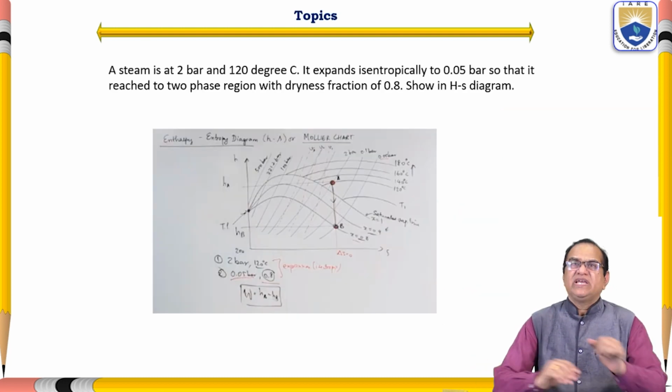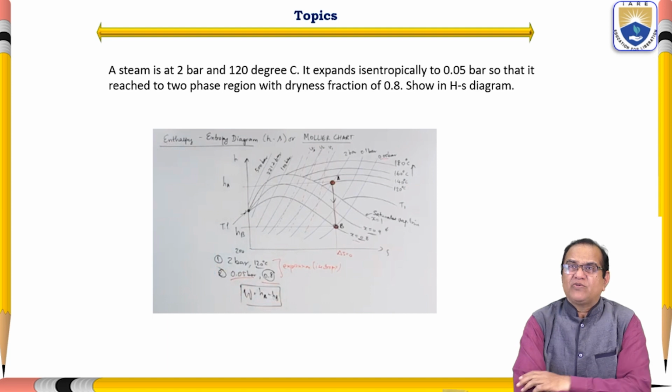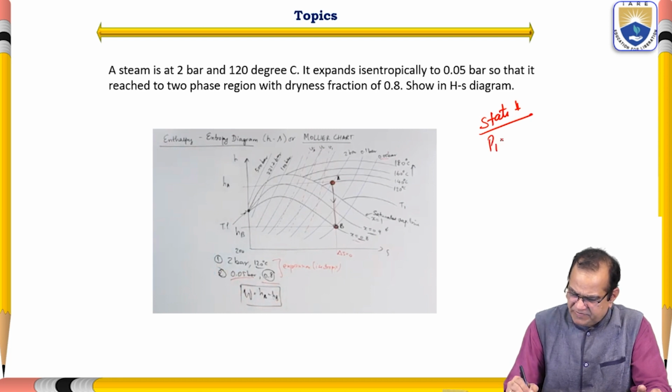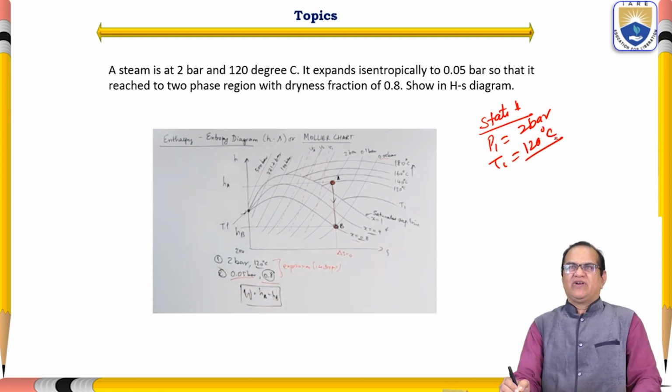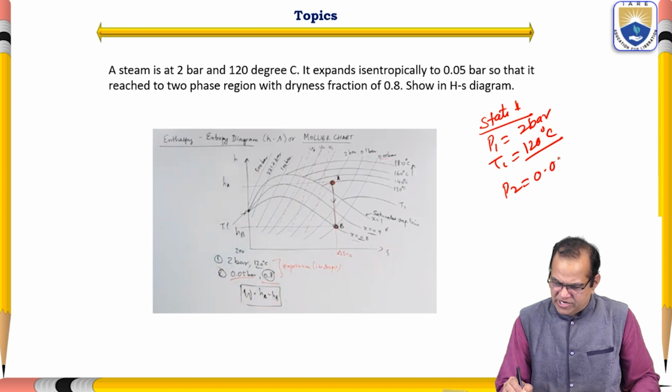Now another example is given here with the help of this plot. A steam is at 2 bar and 120 degrees centigrade. So state 1 is given: pressure P1 is equal to 2 bar and T1 is equal to 120 degrees centigrade. It expands isentropically to 0.05 bar, so P2 is equal to 0.05 bar.